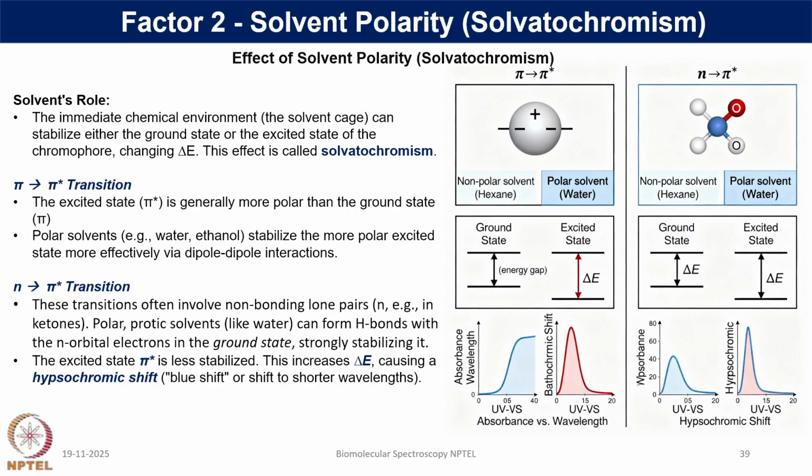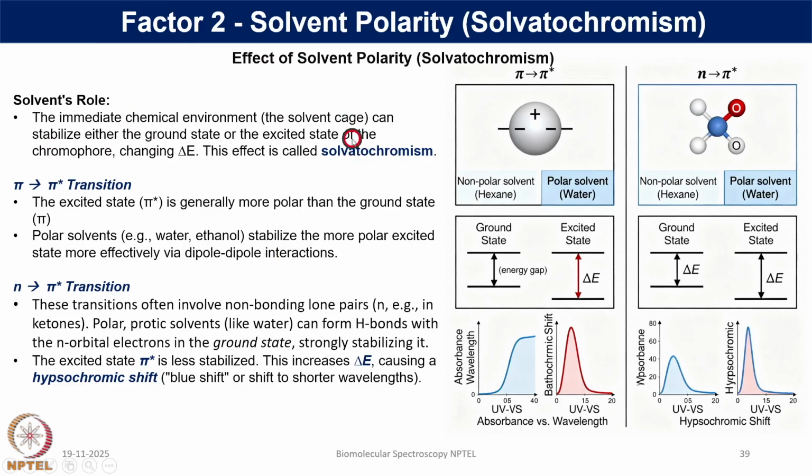Now, another important concept is solvent polarity. How does solvent polarity affect UV-visible spectroscopy? This is called solvatochromism. Here the solvent plays a role: the chromophore absorbs light, and its chemical environment actually dictates that absorption. The immediate chemical environment is the solvent.